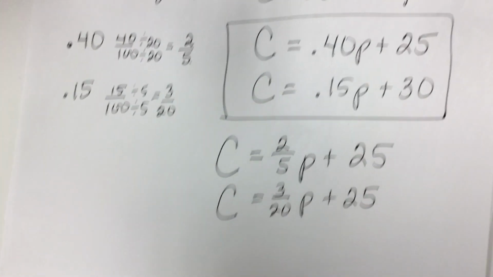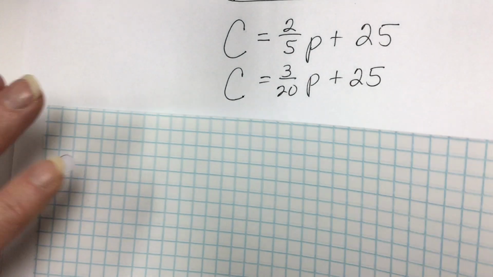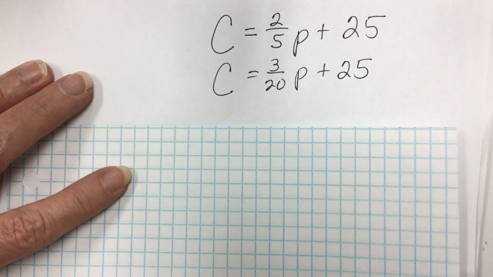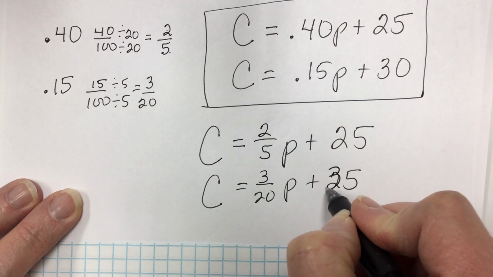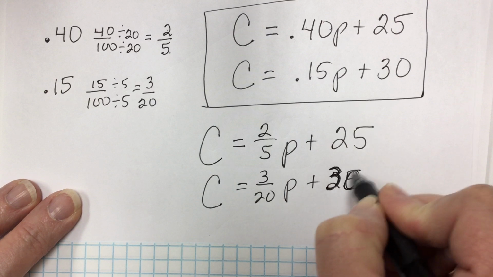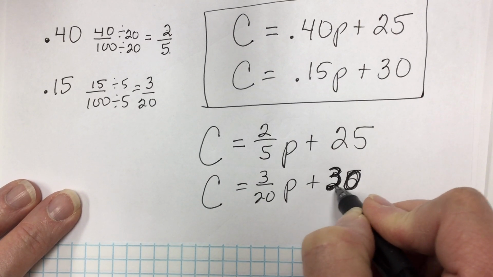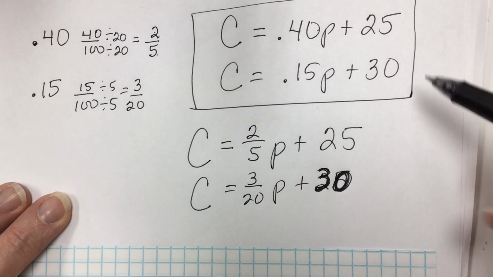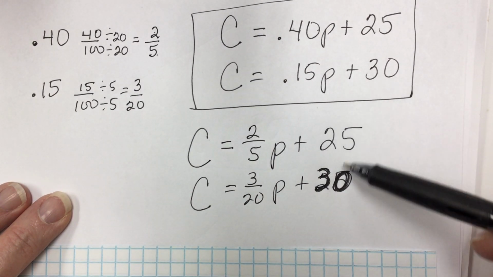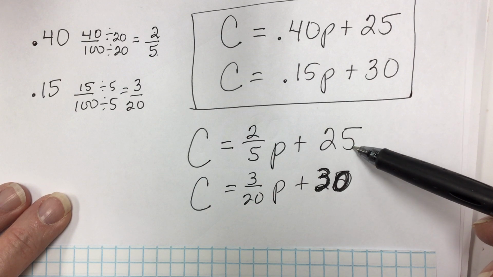All right, considering my y-intercepts, excuse me, that's not 25, that's supposed to be 30. I made a mistake. The second equation's y-intercept is 30. I miscopied that, so that should be 30 here, 25 here, okay?